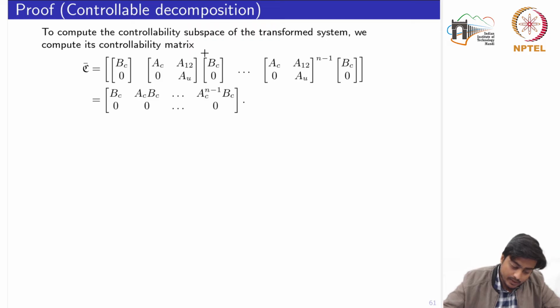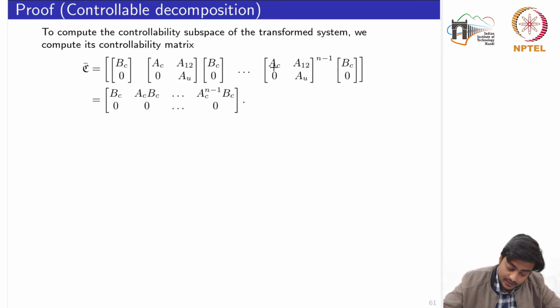So to compute the controllability subspace of the transformed system, we compute its controllability matrix, which is the C bar. Now here I have written it all by opening all these A bar, B bar matrices. Earlier, when we studied the controllable decomposition, we had our results in terms of bar matrices. Now here we know that bar matrices are nothing but these parts. So if I simplify this matrix, I would have AC BC plus A12 into 0, 0 into BC plus AU into 0. So the rest term would be AC BC in 0.